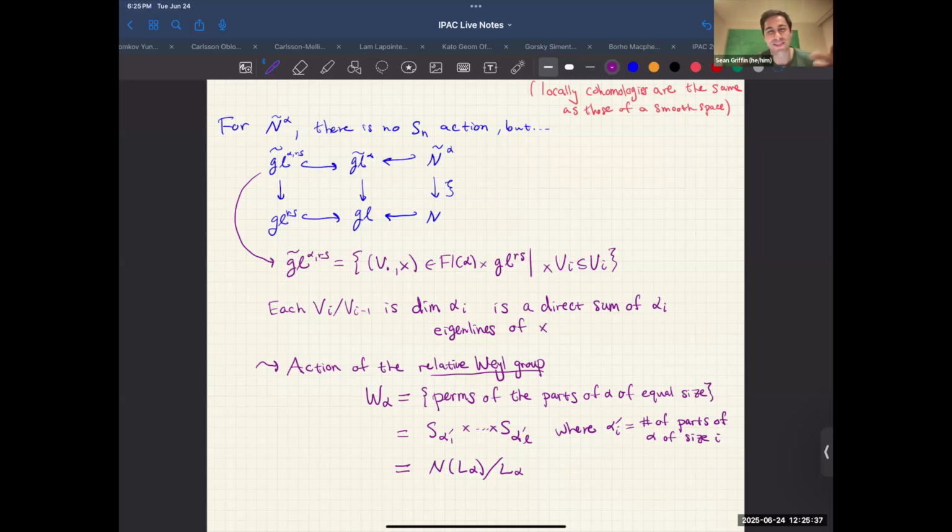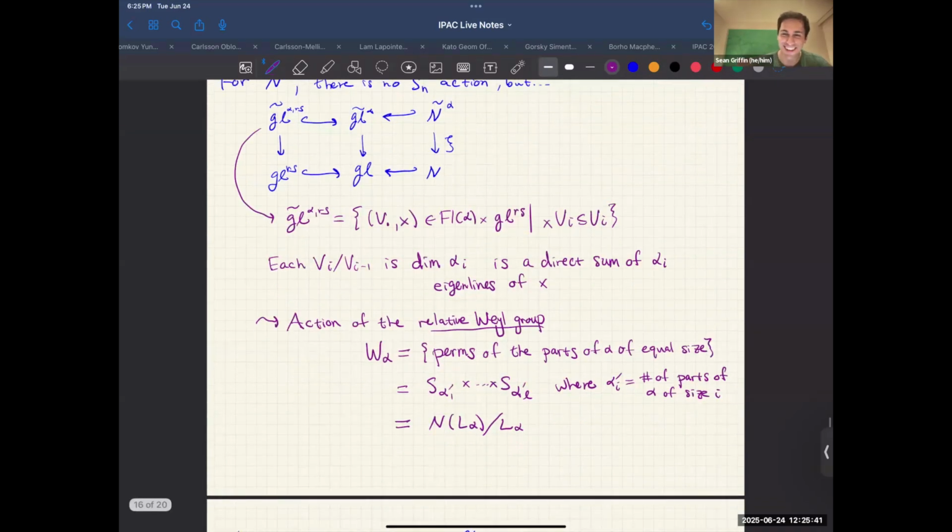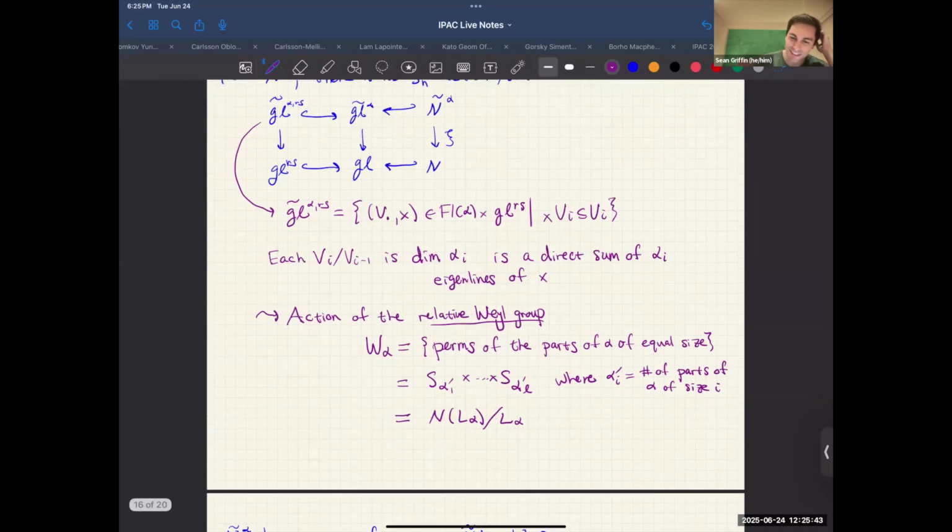It took me a little while to process how Brendan said it, but he said it well, just in different words. Okay, and then the upshot is that you get an action of this W alpha on the cohomology of the fibers, which is what Martha is saying.